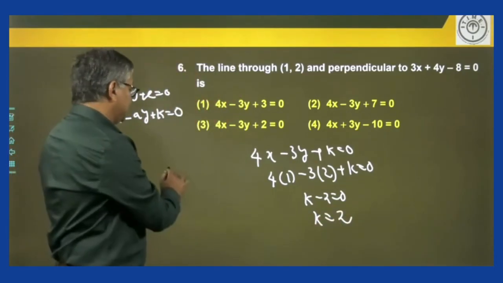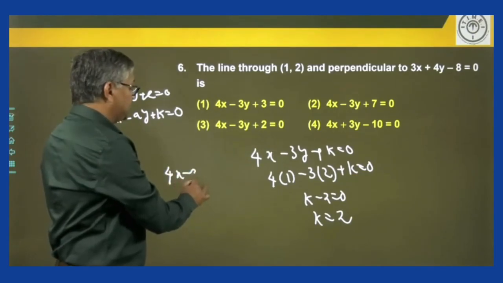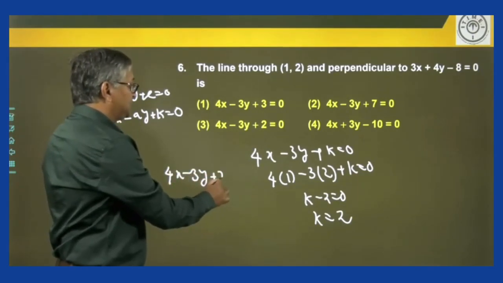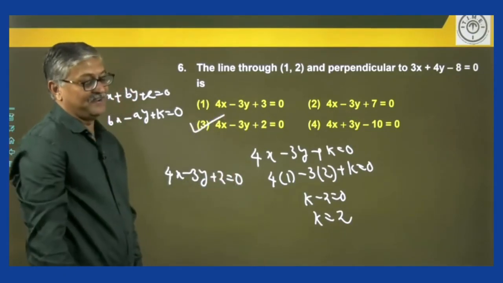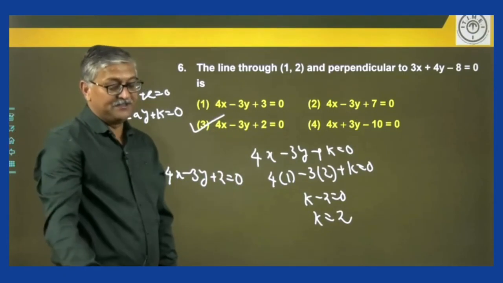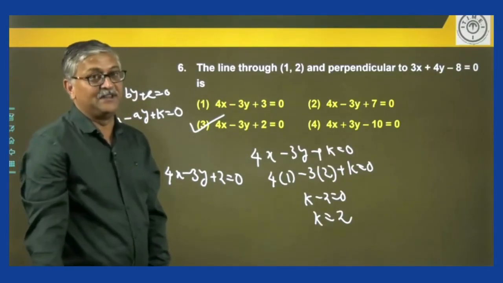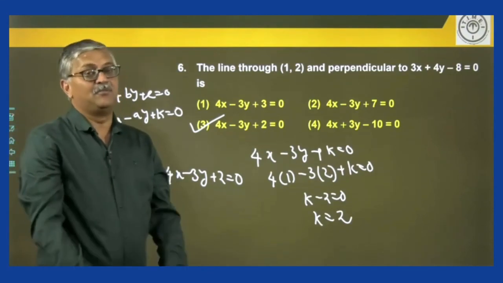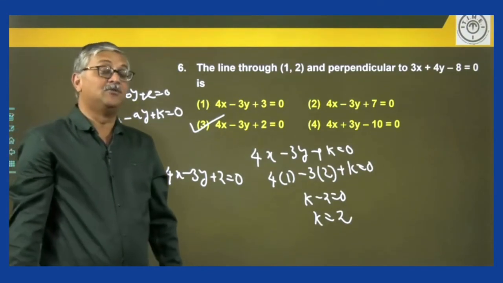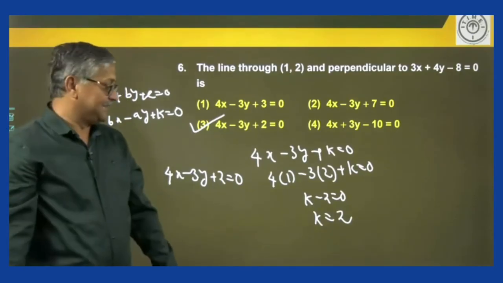So, what is the equation of the line? 4x minus 3y plus 2 is equal to 0. That is, the third option is the correct one. Now, these are important models in coordinate geometry. Just practice this type of models, and definitely you will score good marks in the ICET exam.